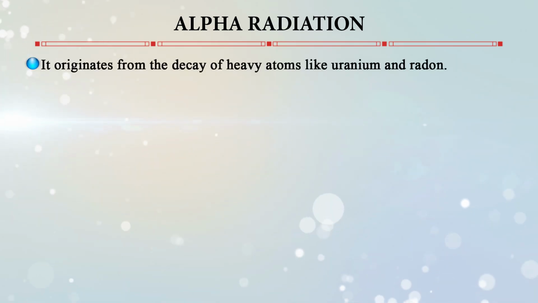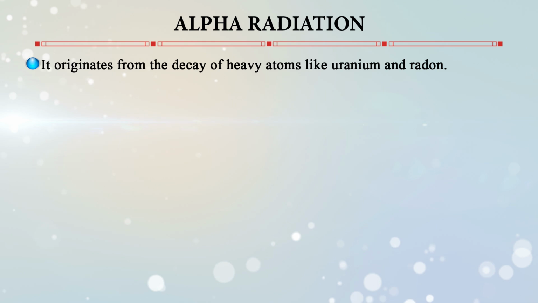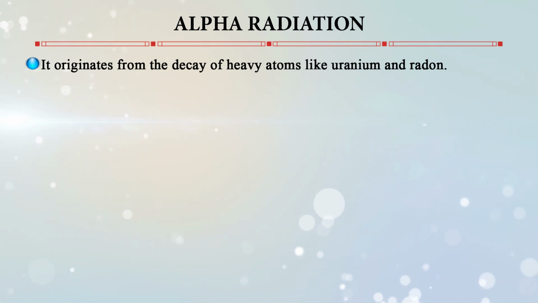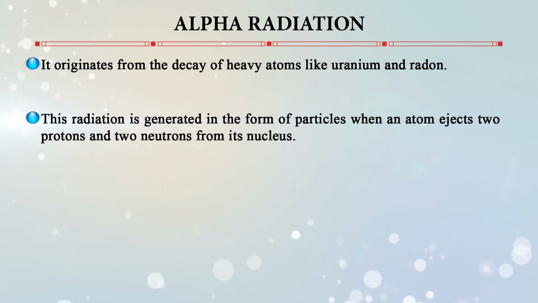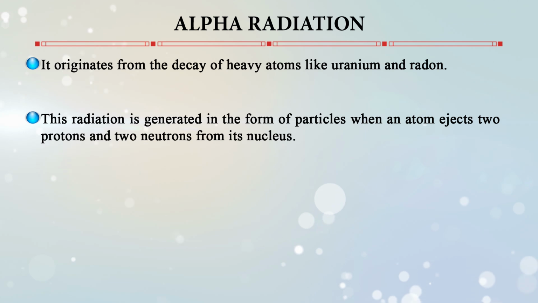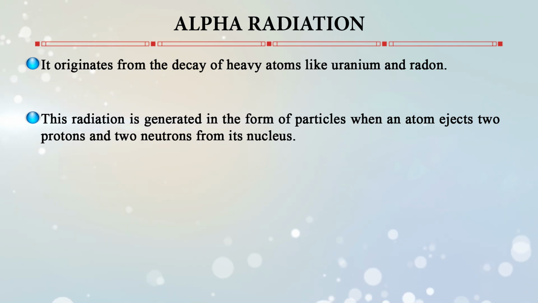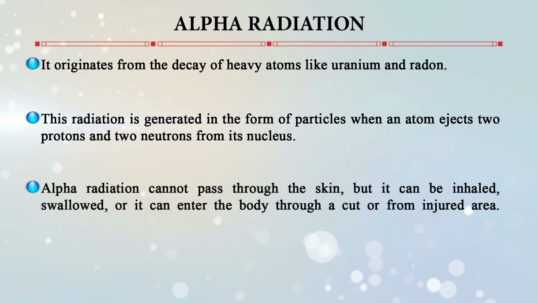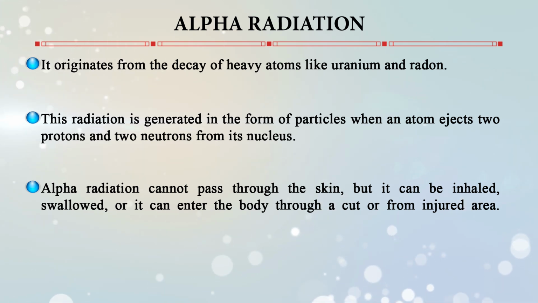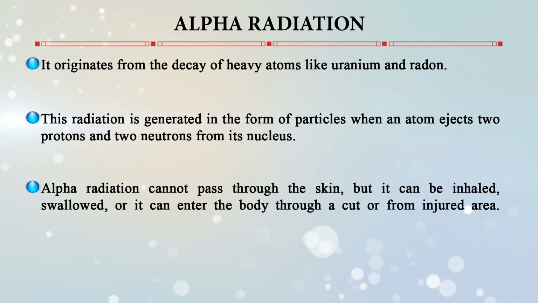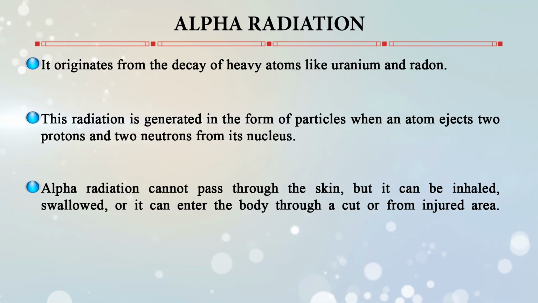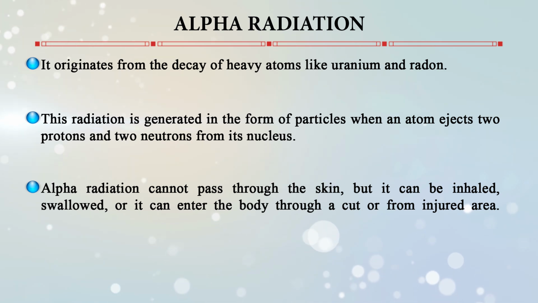Alpha radiation generally originates from the decay of heavy atoms like uranium and radon. This radiation is generated in the form of particles when an atom ejects 2 protons and 2 neutrons from its nucleus. Alpha radiation cannot pass through the skin, but it can be inhaled, swallowed, or enter the body through a cut or from an injured area. So, this is the specification of the alpha particle.